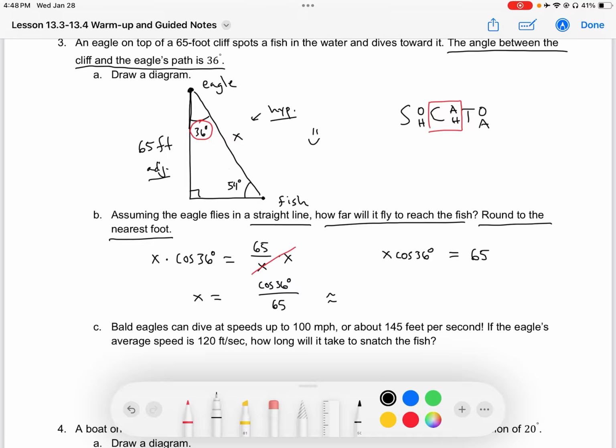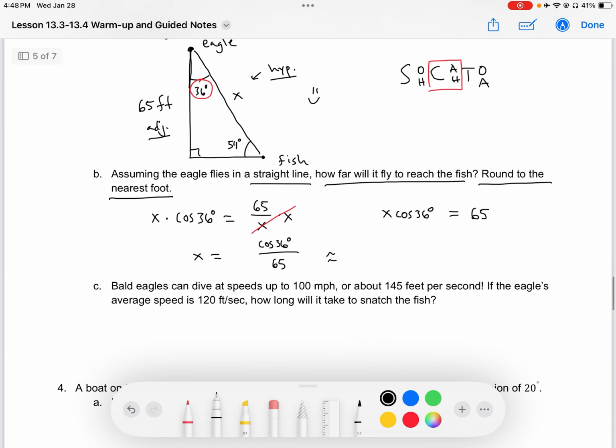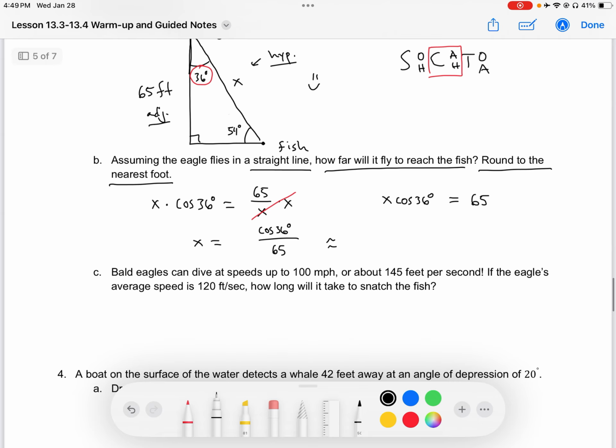Okay, this next question is kind of stepping outside of trigonometry a little bit. It said bald eagles can dive at speeds up to 100 miles per hour or about 145 feet per second. That's quite fast. If the eagle's average speed is 120 feet per second, how long will it take to snatch the fish? Well, I just want to remind you that distance is equal to rate times time.